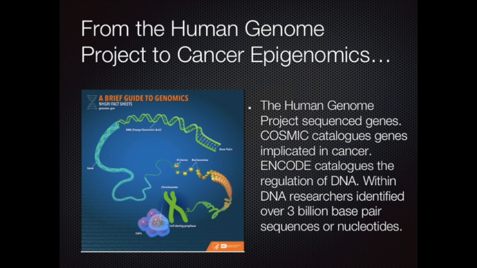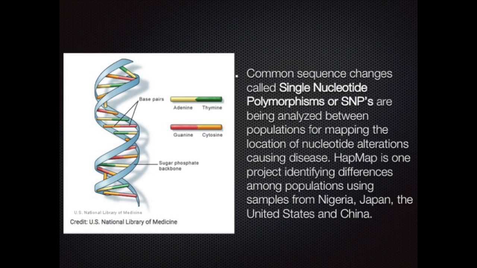Within DNA, researchers identified over 3 billion base pair sequences, or nucleotides. Common sequence changes called single nucleotide polymorphisms, or SNPs, are being analyzed between populations for mapping the location of nucleotides called alterations causing disease. HapMap is one project identifying differences among populations using samples from Nigeria, Japan, the United States, and China. Researchers commonly compare SNPs among patients with a particular cancer to those without the cancer, seeking to map the location of cancer within the genome.